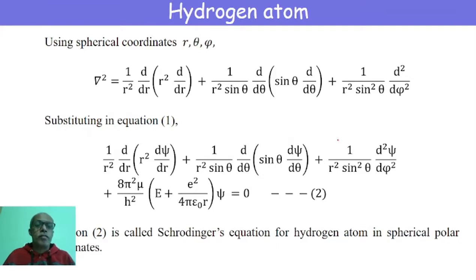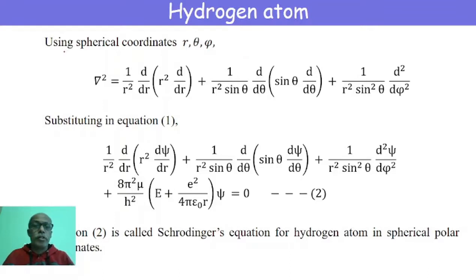Now, by making use of spherical coordinates, grad square equals 1 by r square d by dr of r square d by dr plus 1 by r square sin theta d by d theta of sin theta d by d theta plus 1 by r square sin square theta into d square by d phi square. This is grad square in terms of spherical coordinates.